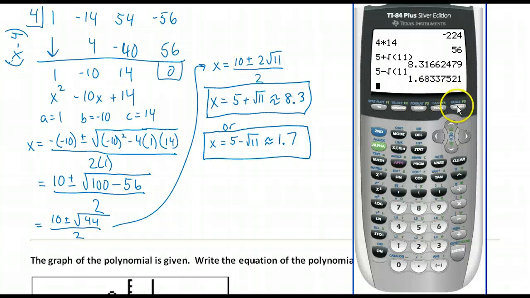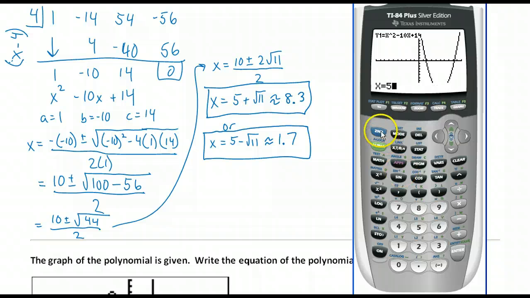If I look back at my graph, if I type in 5 plus the square root of 11, I should get an exact 0. And if I type in 5 minus the square root of 11, I should get an exact 0. These are my exact answers. These are my approximate answers. It's about 1.7 and about 8.3.